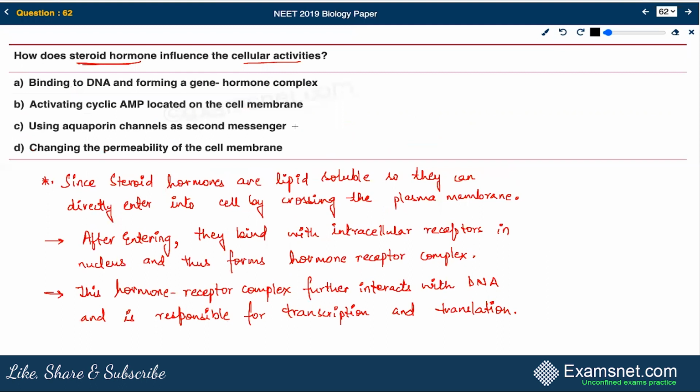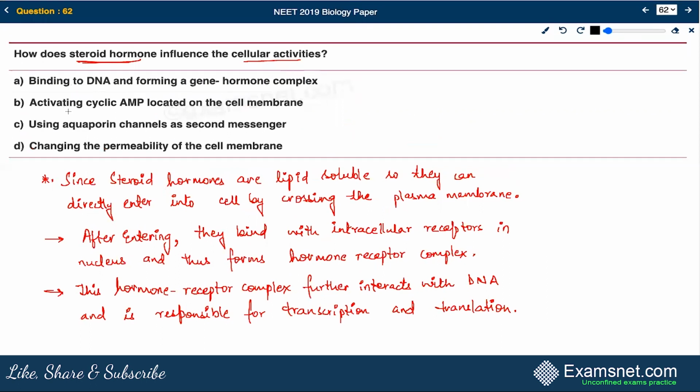Now let us just take a look into the options. What are the options that have been given? So the first option says binding to the DNA and forming a gene hormone complex. So with this description that has been explained over here, this statement seems to be the correct statement, but let us take a look into the other statements as well.